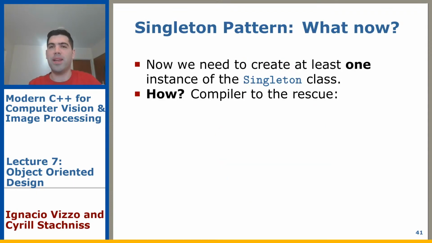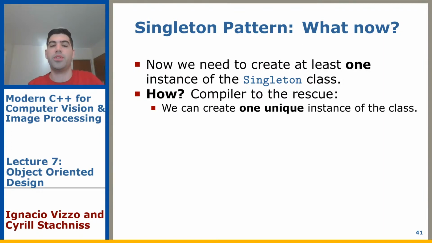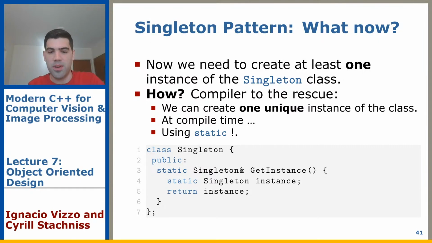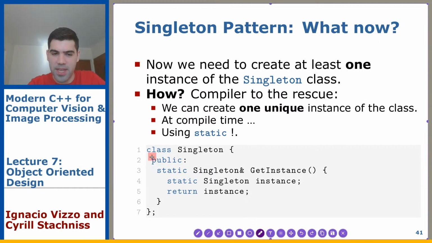So how? Compiler to the rescue. As usual, C++ has a powerful compiler, we should use it. We can create one unique instance of the class, and probably you might be guessing that this should happen at compile time. I will do this with static, right? So we will provide one member function that is static, and with this we are allowing to access this function outside objects of the class.